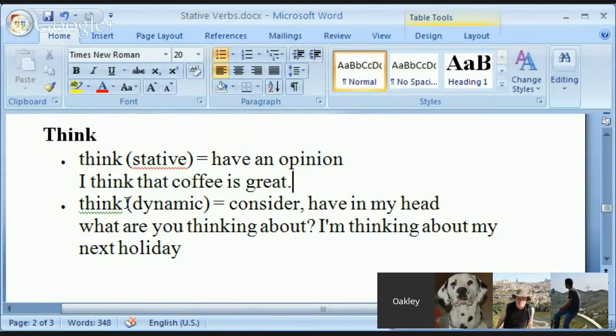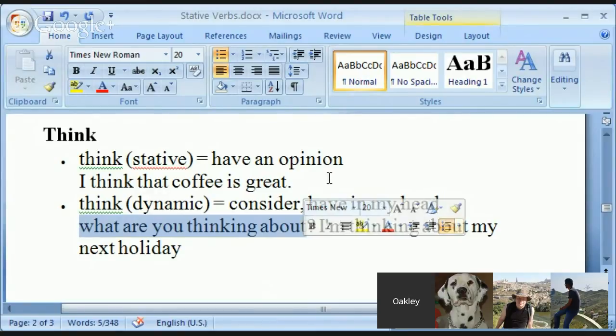Think, however, can also be dynamic, like an action. If you mean what you have in your head, what you're considering right now, for example, what are you thinking about? I'm thinking about my next holiday. All right, it's an action you're doing right now. It's not an opinion. You don't have an opinion about your next holiday. It's just what you happen to be considering at the moment. So different meanings for think can be stative or dynamic.